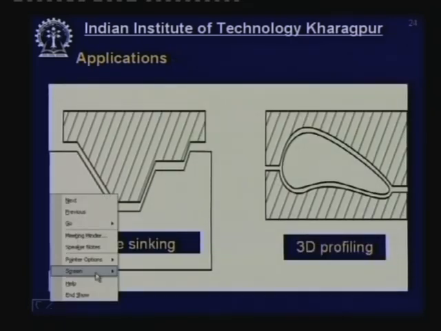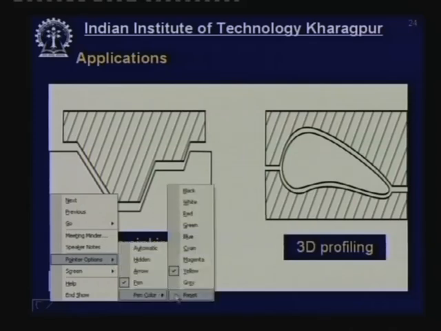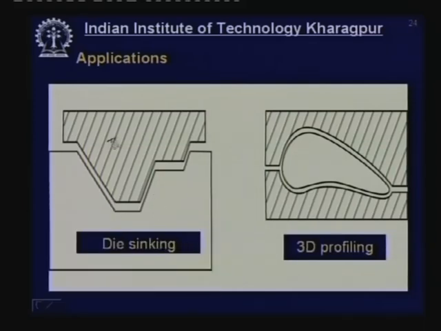Die sinking is shown here. This is your tool material and this is your workpiece. Gradually the tool is fed in this direction, so that you can get a negative impression of the tool on the workpiece. Why is it called die sinking? Because in this manner, typically dies which are of very complicated geometry can be made.